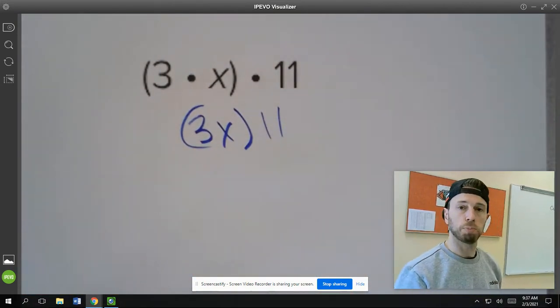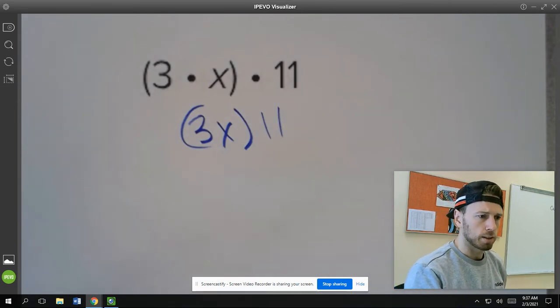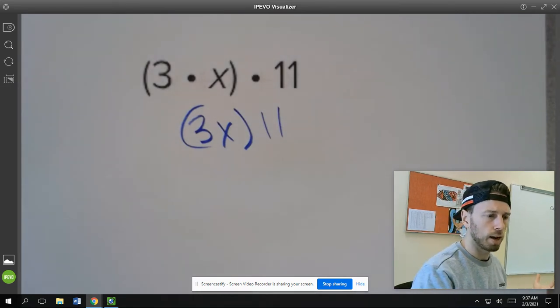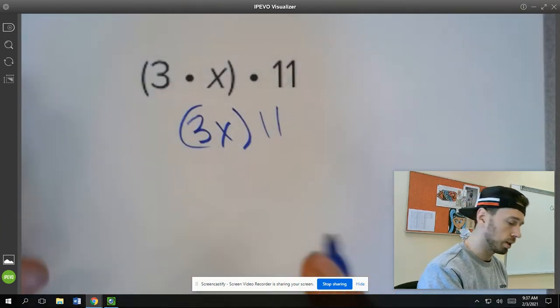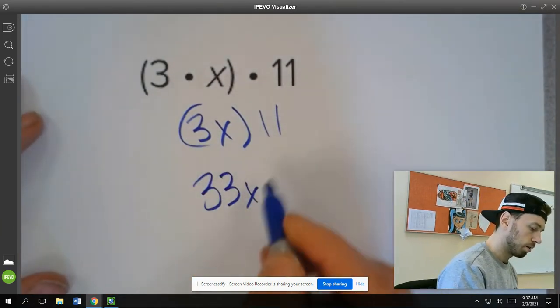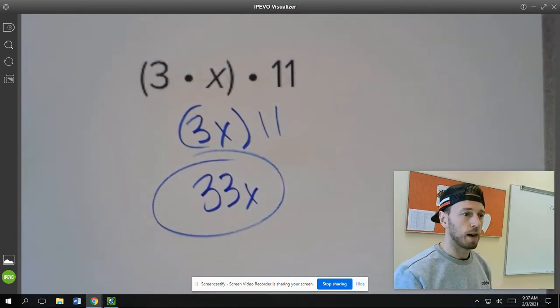Well, very similar to the last problem that we just did. Well, 3 x's times 11 would be 33 x's. How would we write 33 x's? Well, we just multiply the 11 times the coefficient here. 11 times 3 is 33. 33x. And that's what we're doing today, guys.